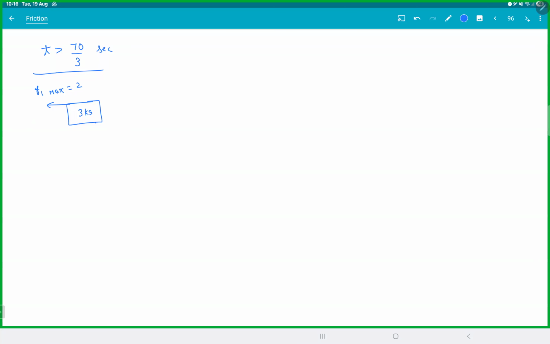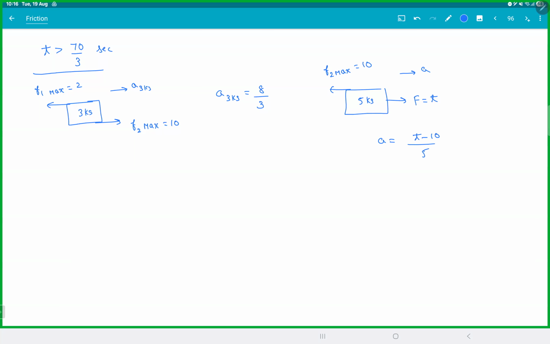So this is F1 max, this is 2. This is F2 max 10, and this is the acceleration of the 3 kg block. That's 8 by 3. Five kg block: F2 max, this is 10, and this is T, and this is acceleration. This will be T minus 10 by 5. The slope will be 1 by 5. You're done. So plot the graph.